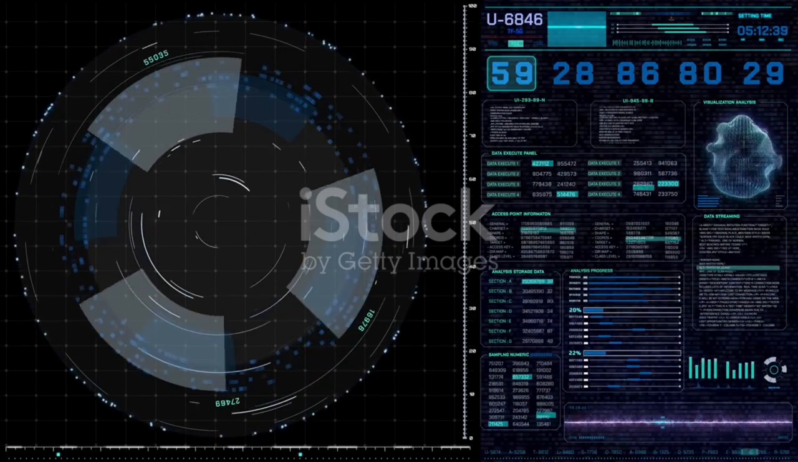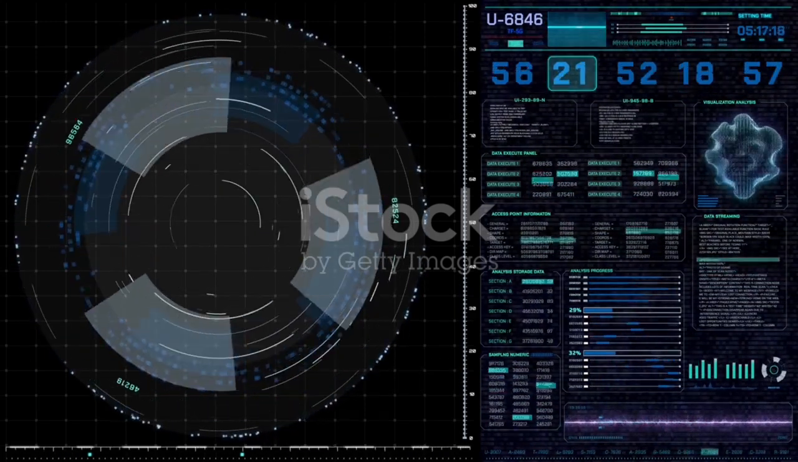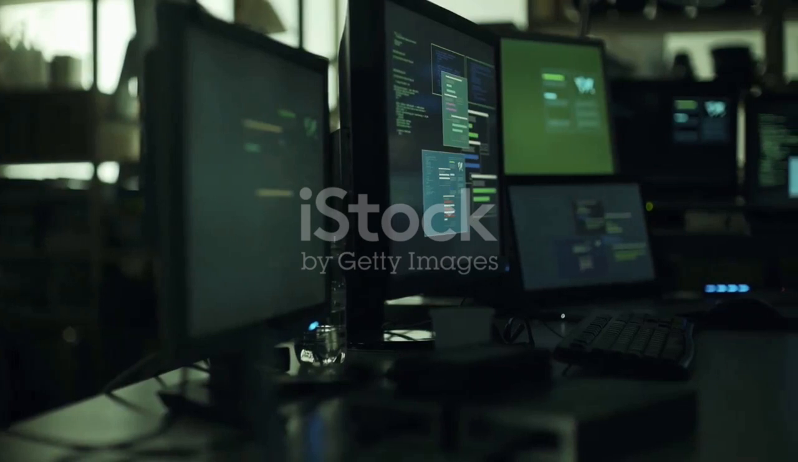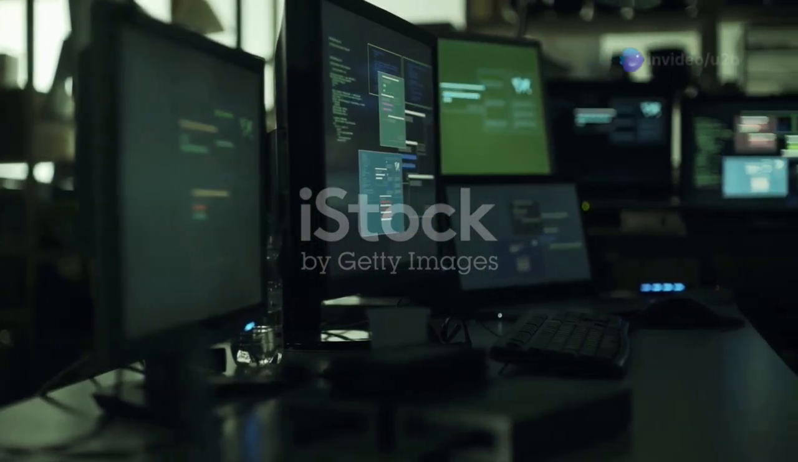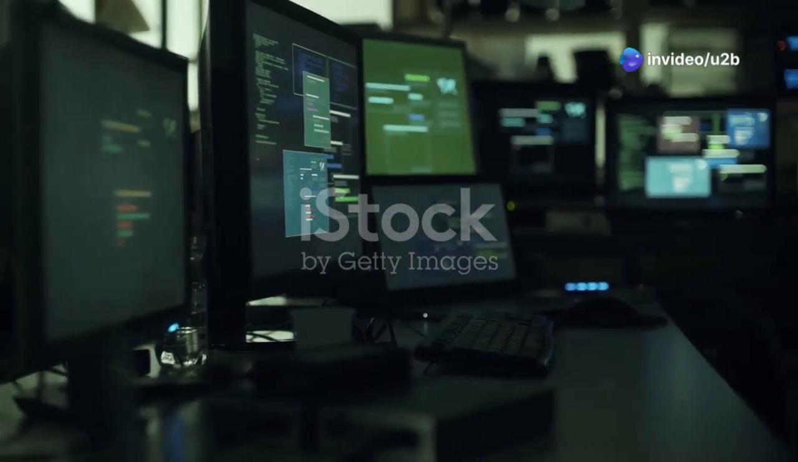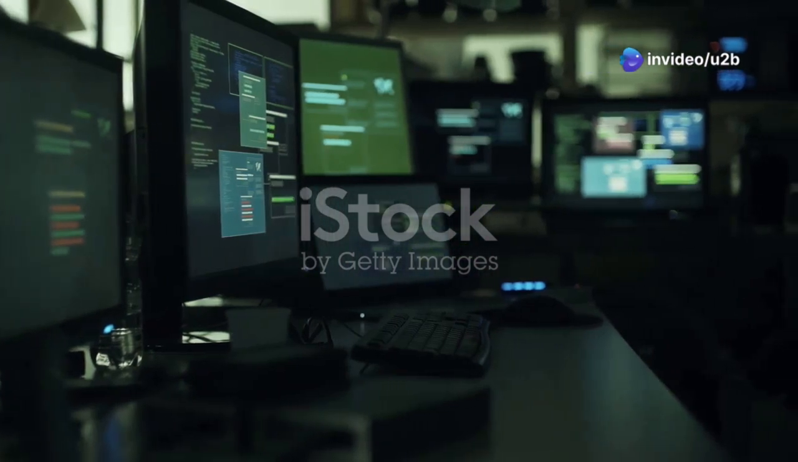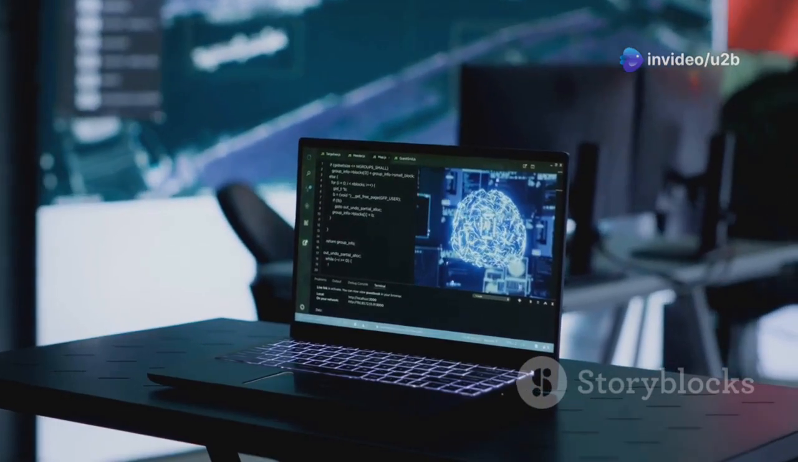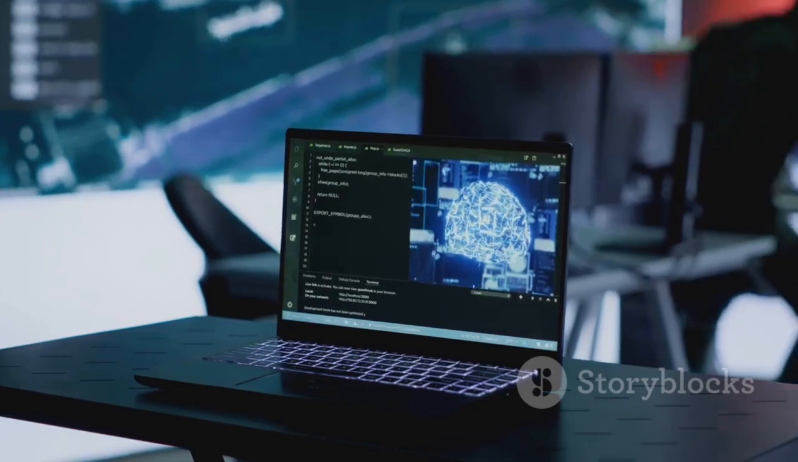Section 9. Looking ahead. Future trends shaping vulnerability testing. The field of vulnerability testing is constantly evolving, driven by advances in technology and the ever-changing threat landscape. Here are some future trends shaping the future of vulnerability testing.